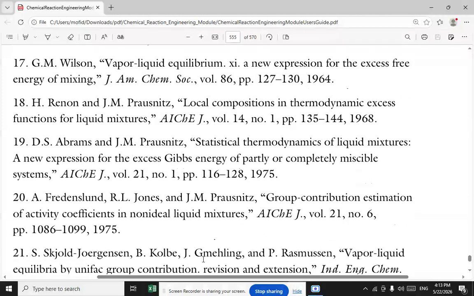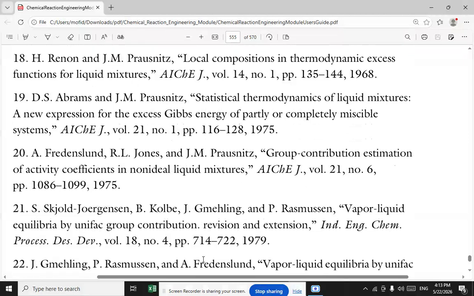The next was written by Wilson. The name is Vapor-Liquid Equilibrium: A new expression for the excess free energy of mixing. The next was written by Renon, and the name is Local Composition in Thermodynamic Excess Functions for Liquid Mixtures.